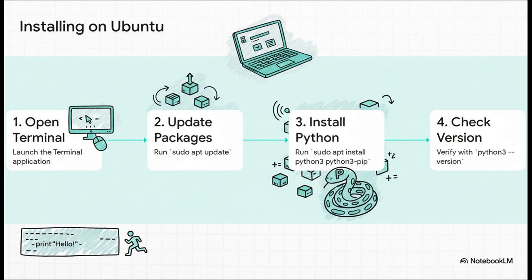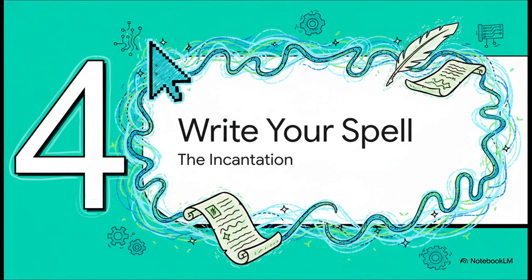And for my Ubuntu users, it's actually even simpler. Just open your terminal and run these 2 commands one after the other. The first one just refreshes your system, and the second one grabs everything you need. Okay, our tools are forged. Now for the really fun part. We're going to write our first spell, the line of code that's going to bring our program to life.